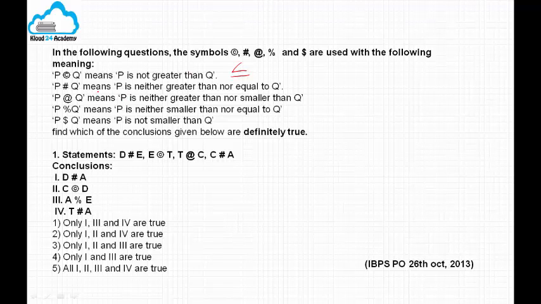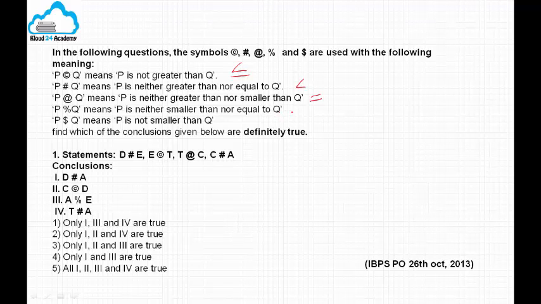P hashtag Q means P is neither greater than nor equal to Q. ना बड़ा है ना बराबर है. That means छोटा है, less than. P at the rate Q means P is neither greater than nor smaller than Q. ना P Q से बड़ा है ना छोटा है. That means it will be equal, ना बड़ा है ना छोटा है, that means बराबर है.